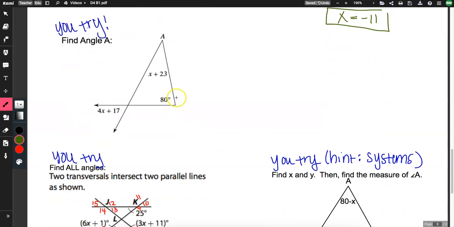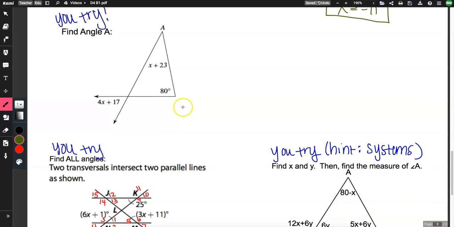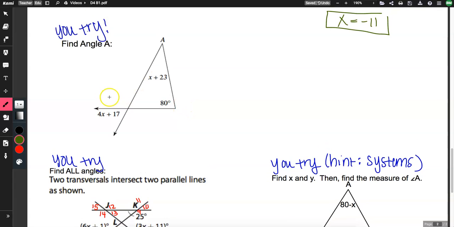Okay, a bunch of you tries on here. We'll go through them one at a time just so you can see them easier. So first, let's try to find angle A. You're going to find x first, but then make sure you actually find the measure of angle A so that you properly answer the question. So try that one on your own.